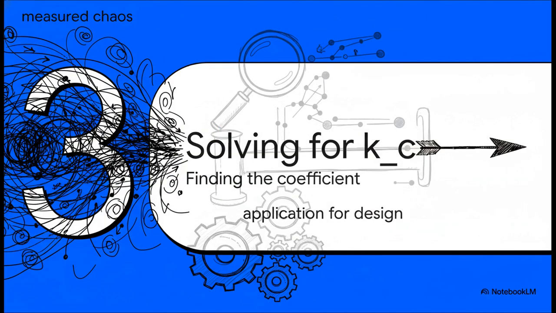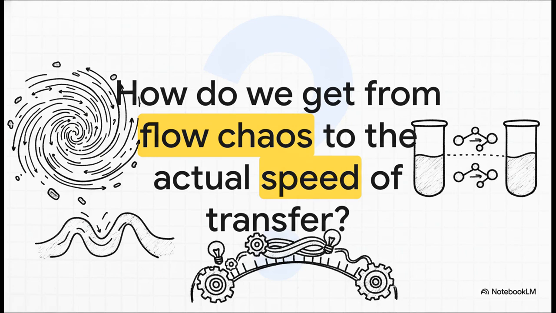Okay, so we've got our chaos number, we know how wild the flow is. Now we can finally go hunting for that magic mass transfer coefficient. And this right here is the big leap. We've got this number for the flow, the Reynolds number.